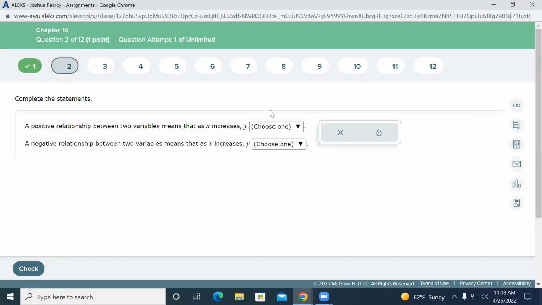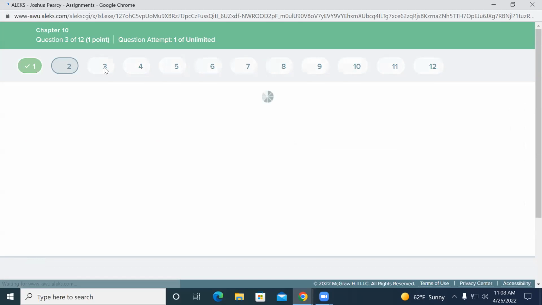Okay, this one is just interpreting the value of the slope. A positive relationship means that for the two variables, as x increases, y increases. If you have a line like this, as x increases, y increases. That's all it's saying. A negative relationship between two variables means as x increases, y decreases. That's just interpreting the slope.